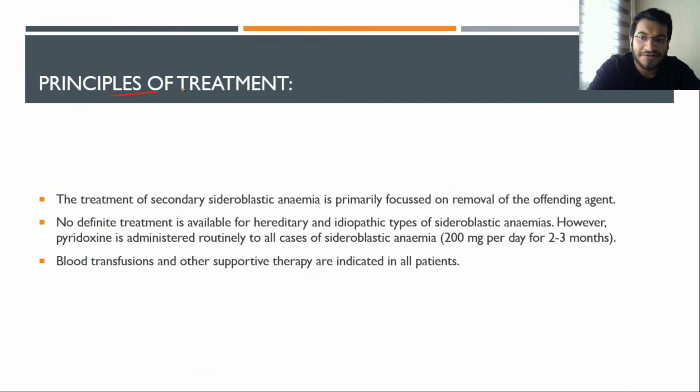Then principles of the treatment, how you can treat this type of anemia. So the treatment of the secondary sideroblastic anemia is primarily focused on the removal of the offending agent like drugs, chemicals, and all of that. There is no definitive treatment available for the hereditary and idiopathic type of the sideroblastic anemia.